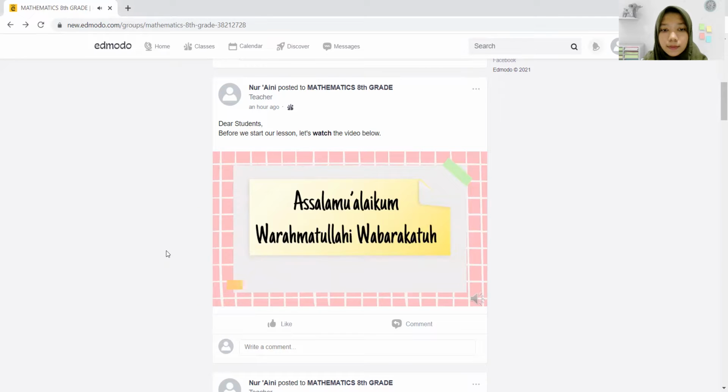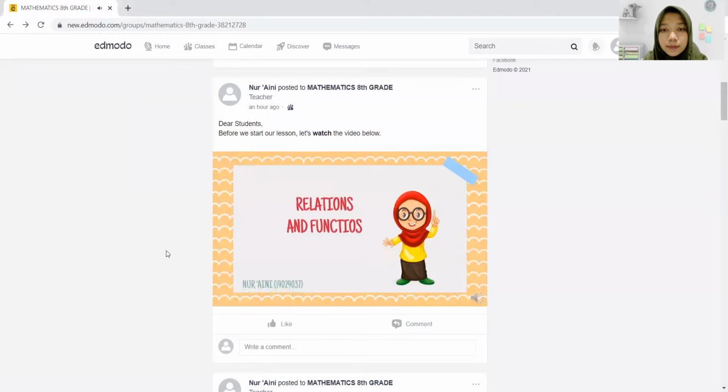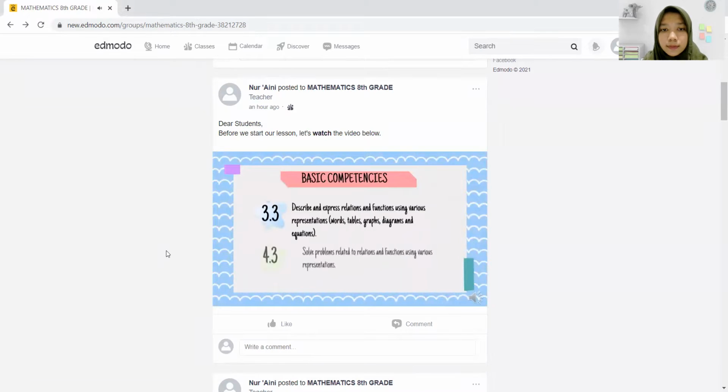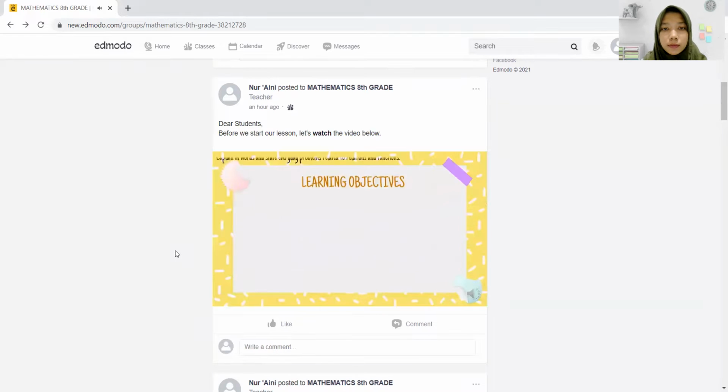Assalamualaikum warahmatullahi wabarakatuh. Dear students, in this class, we will learn about relations and functions. Basic competencies 3.3 describe and express relations and functions using various representations, words, tables, graphs, diagrams, and equations. 4.3 solve problems related to relations and functions using various representations.